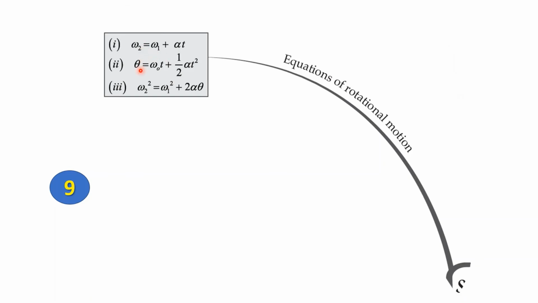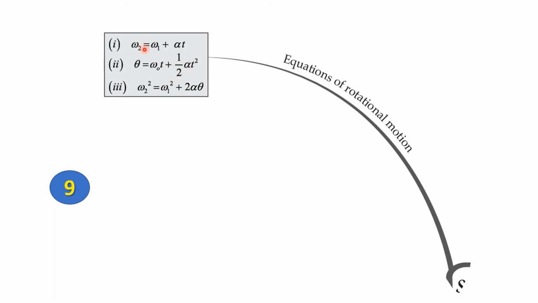Okay. So the next quantity here is theta. Theta is the rotational analog for distance. So theta is angular displacement while s is linear displacement. Now omega naught again refers to initial velocity u. T in both cases stands for time. And again alpha stands for angular acceleration.